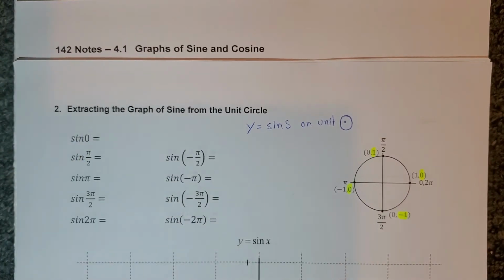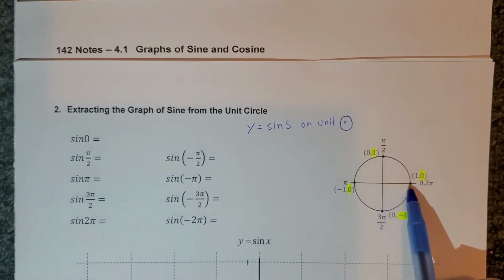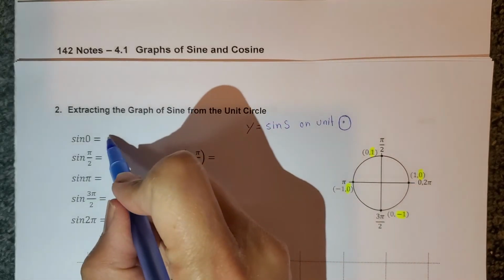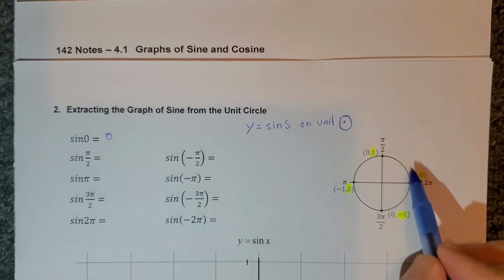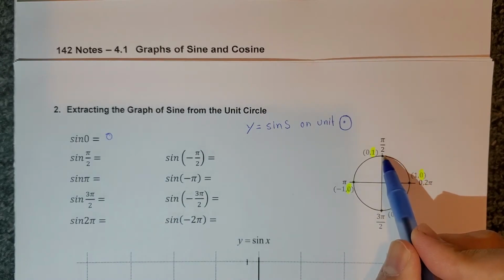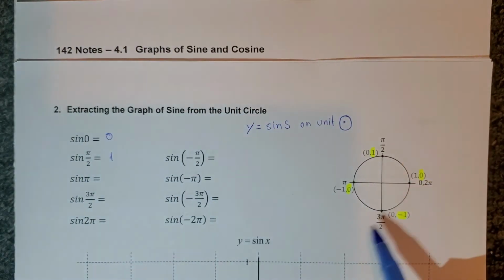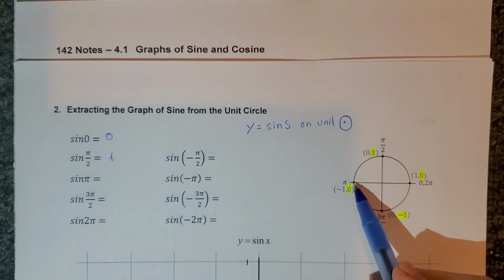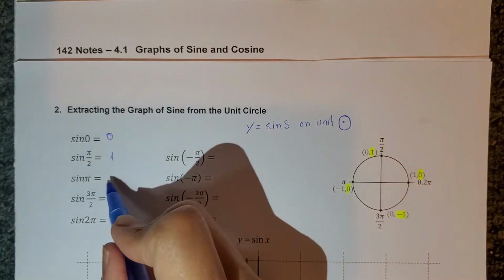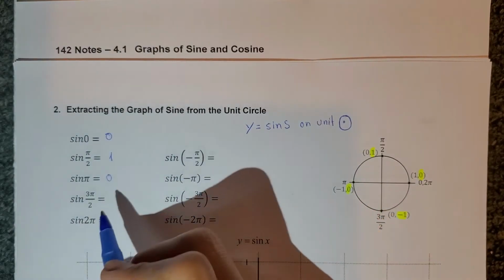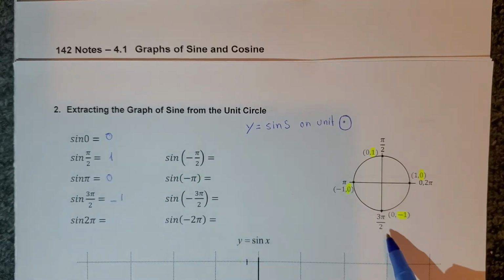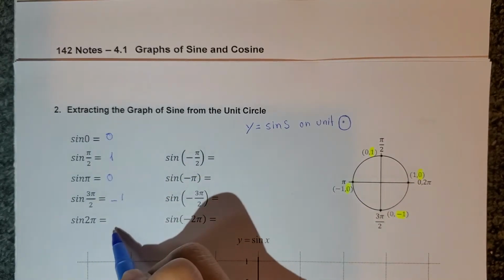So at sine 0 degrees, my value of sine is 0. At sine pi over 2, my y value is 1. Then at pi, my sine value is 0. At 3 pi over 2, my sine value is -1. And at 2 pi, my sine value is 0.